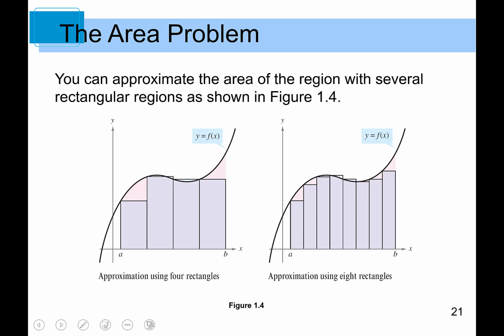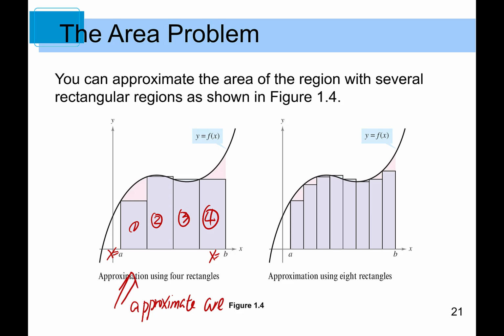In this case, a lot of mathematicians try to use different methods to approximate the area under the curve. One of the methods uses rectangular regions. They separate the shaded region in pink into different amounts of rectangular regions. In this case, the first graph gives us a first rectangle, second rectangle, third one, fourth one. And when we combine all the areas of the four rectangular regions, that's going to be the approximate area bounded by x equals a and x equals b. And the second graph, as you can see, we turn into 8 different areas.